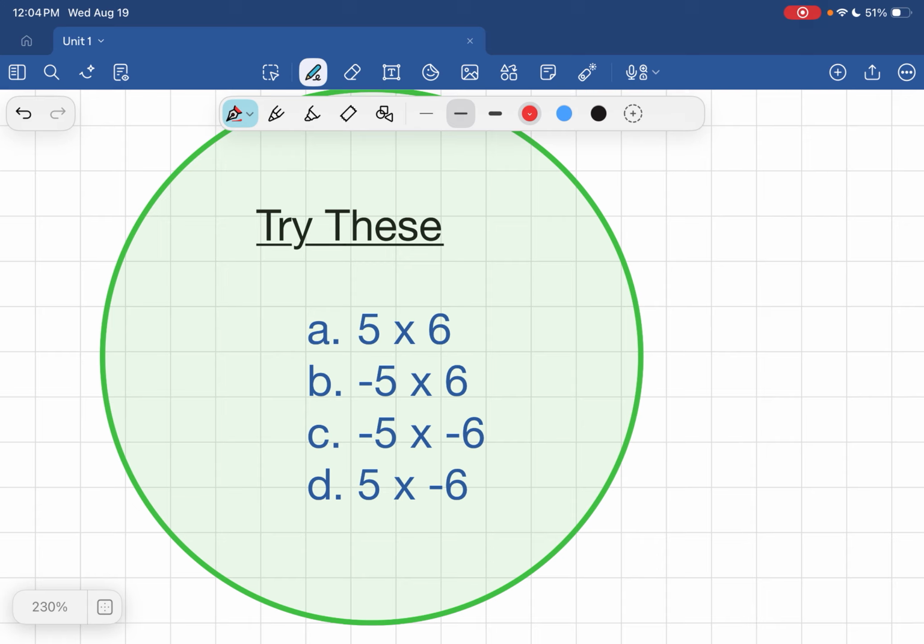All right. Try these. It's your turn. You can pause the video, solve these 4 problems, but remember, don't start by multiplying. Look at the signs. Ask yourself, same or different? Then determine the sign of your answer. Finally, multiply. All right, pause the video now.